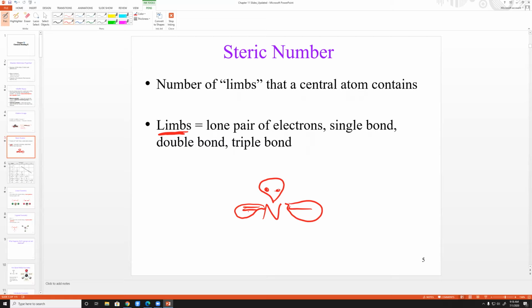That's why the electron geometry is important. It describes where and how many electron clouds there are, and how that would contribute to reactivity and bonding to other elements. So, yeah, that's what the steric number is, and that's why it's important. So those are your limbs.